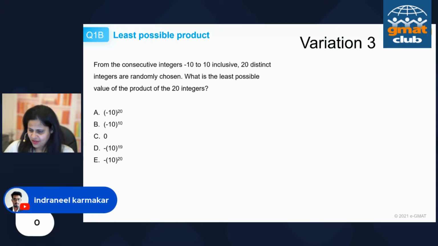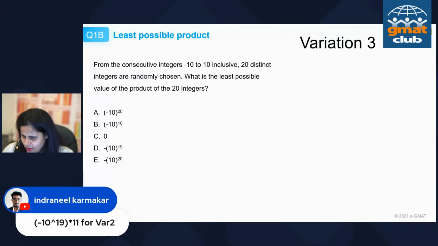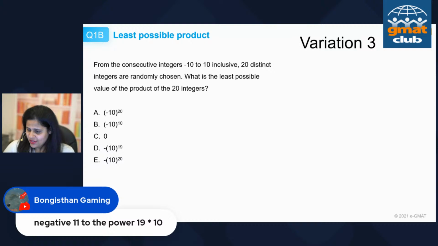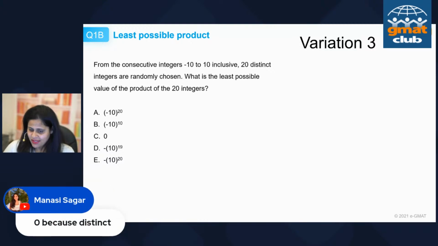Indranil says C. Good. Indranil, your answer for the previous question was incorrect, so you may want to go back and check that. For variation 2, your answer was not correct, so you may want to go back and check. Mansi is absolutely right, and so are others. I'm pretty sure that was the right thought process behind the answer being C, because now what we need are distinct integers. We cannot select the same integer twice.